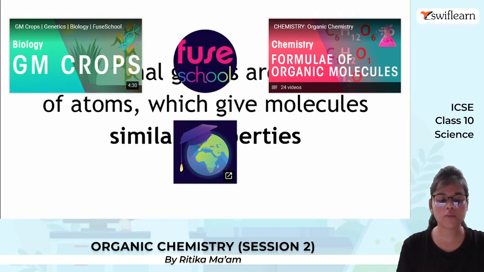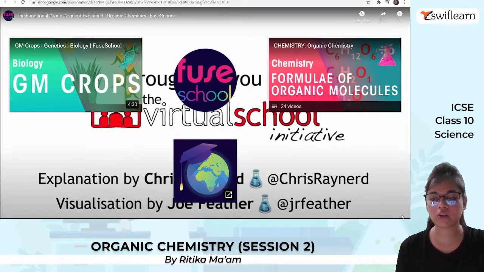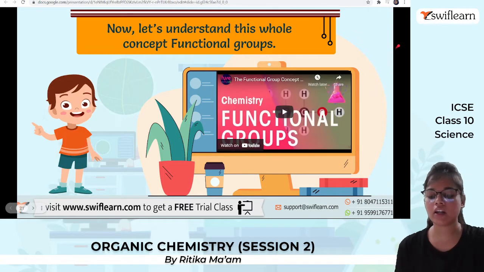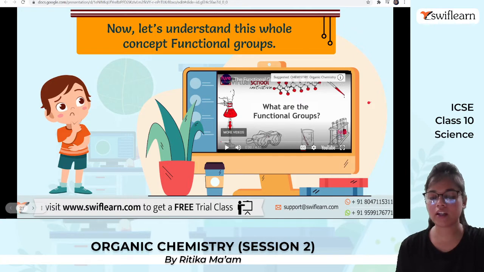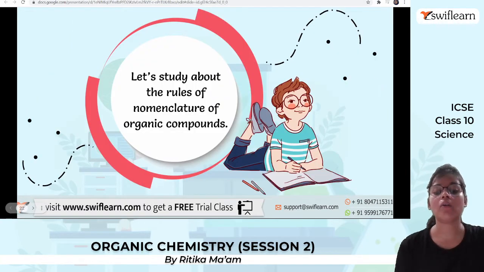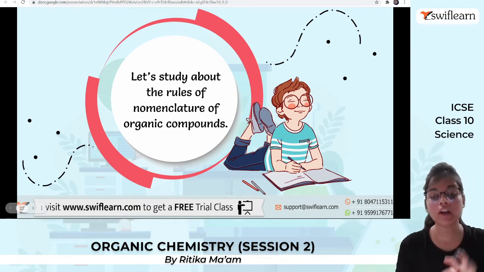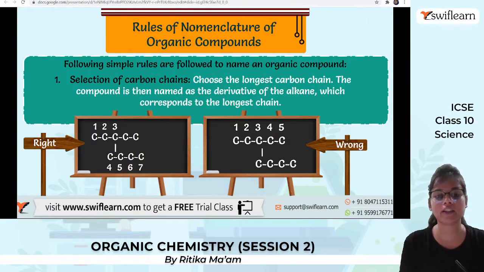Okay, so I hope you have understood everything that was being told in this particular video. Now we will be moving forward, in which we will be learning a bit more about these functional groups and about organic compounds. Now let us study the rules of nomenclature of organic compounds, which means how to name any organic compound. We have to follow certain rules. And what are these rules? Let's have a look at it.